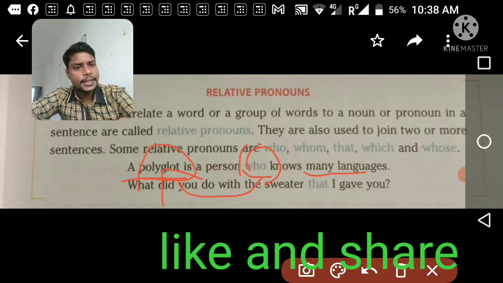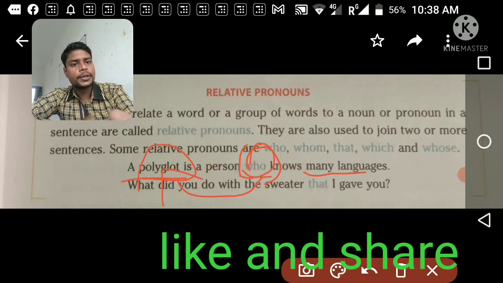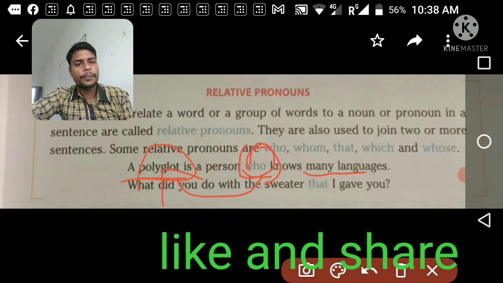And see here there should have been polyglot again. A polyglot is a person, a polyglot knows many languages. It should have been like this, but it is a pronoun. Who is a pronoun. Why? Because who is used here instead of the noun polyglot.